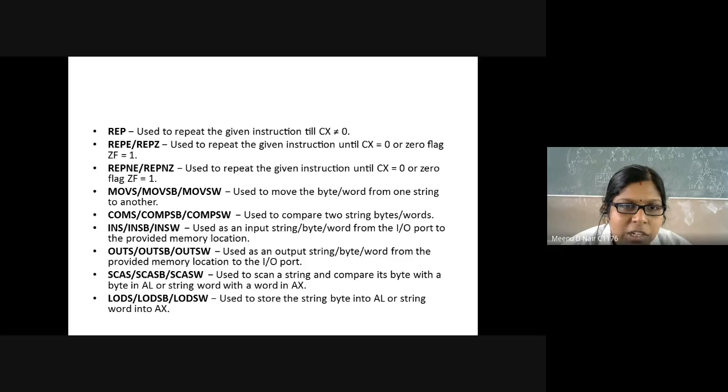So these are the string operations: REP, REPE, REPNE, move command, compare, IN command, OUT command, then scan and compare. Load means loading the string byte into AL or AX. It cannot be AH. It is always AL or AX. That is the only thing you have to remember. So these are the commands we are going to use for string instructions. I hope you understand. Is that okay? Shall we proceed?